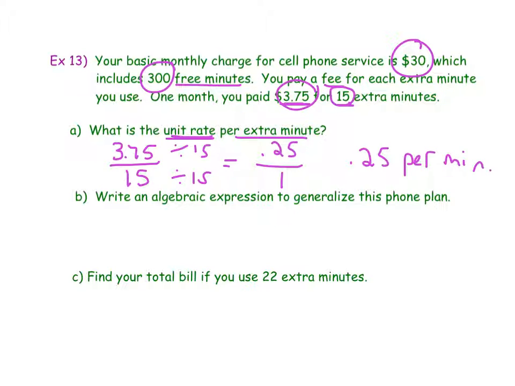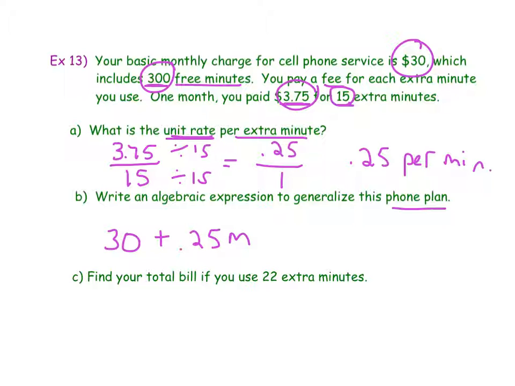Okay, now it says, write an algebraic expression to generalize the phone plan. Alright, so we're going to look up into the problem, and it says our monthly charge for cell phone service is $30. So our phone plan includes the $30, which is 300 free minutes, but then we pay a fee. So we don't pay any extra for the 300 minutes. So the $30 includes the 300 free minutes, and then we're going to pay 25 cents. We take our unit rate, and we're going to multiply that times the number of extra minutes. So this is an expression that generalizes our phone plan and what we have to pay. So $30 plus 25 cents a minute.